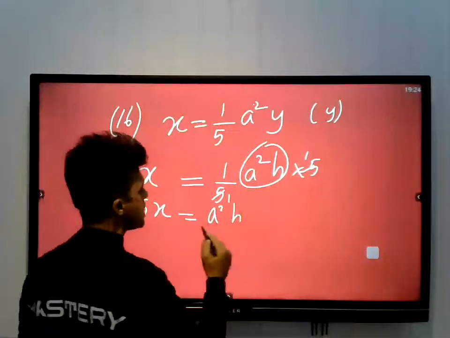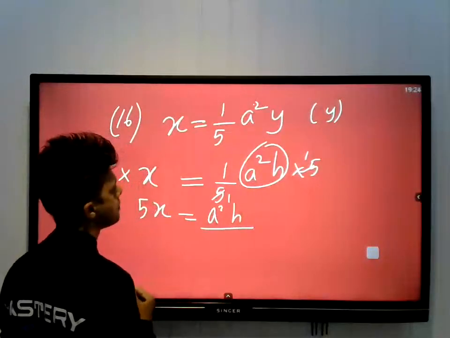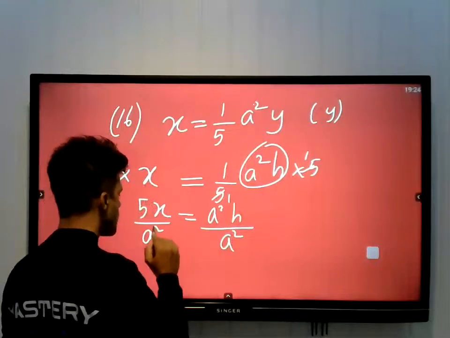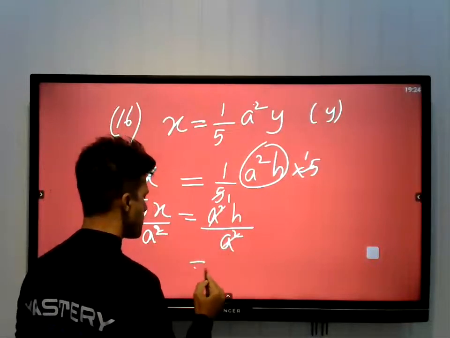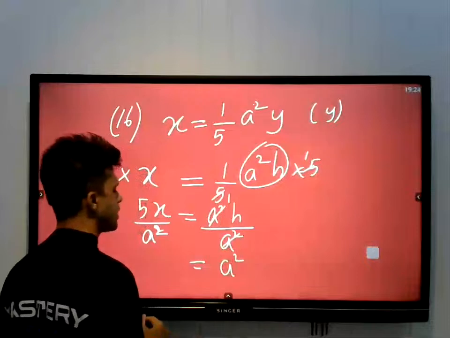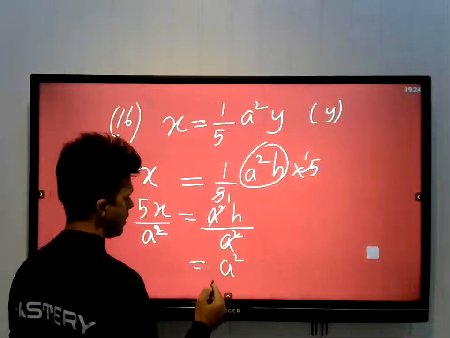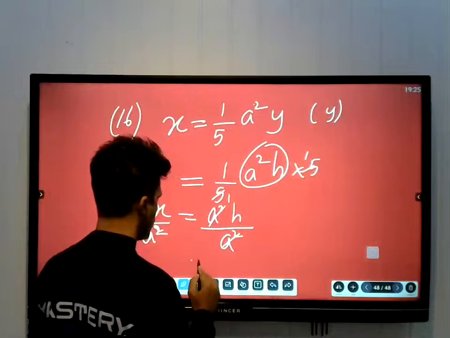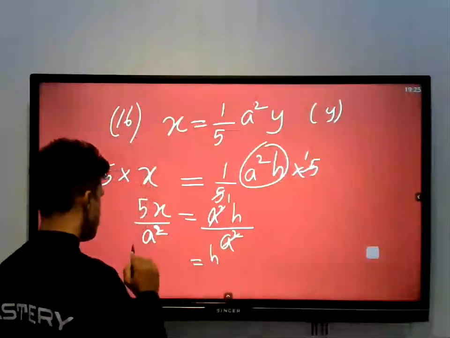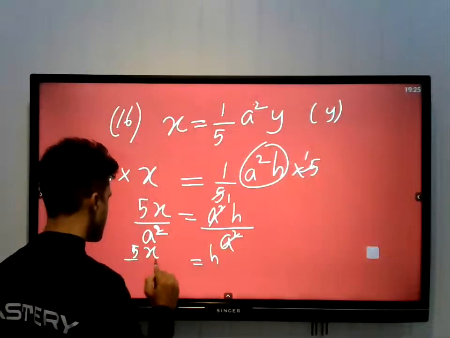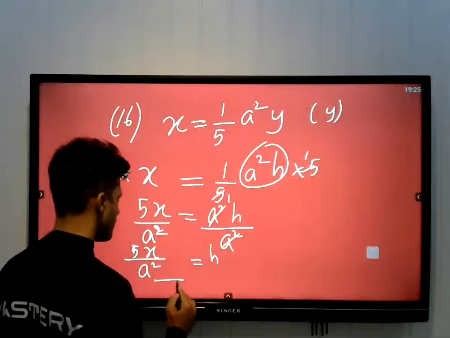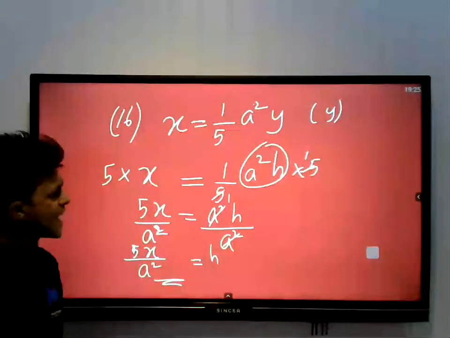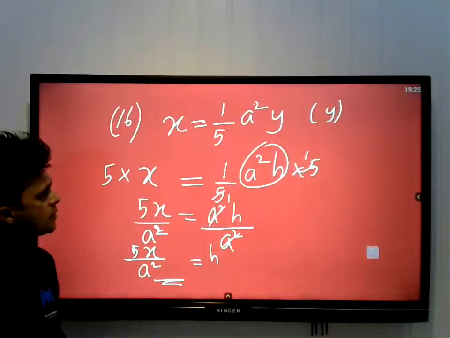So both sides can be divided by a squared. Now a squared and a squared can be cancelled out. So h equals 5x over a squared. Okay, this is a way of writing the term h as the subject of this formula.